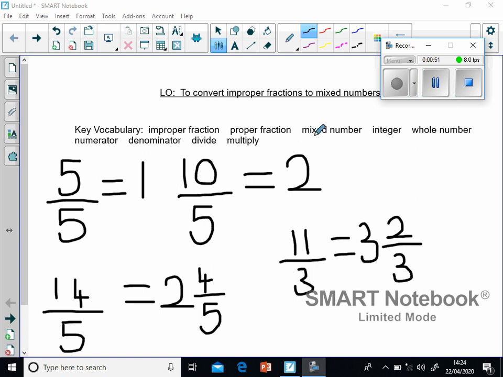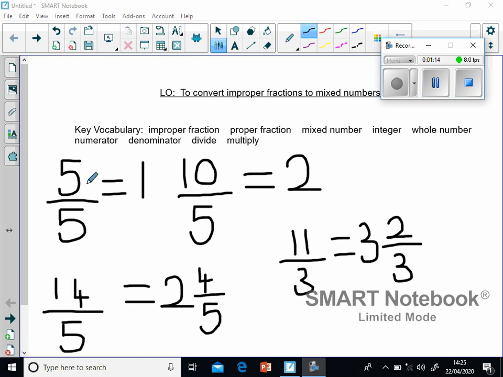Now a mixed number is where you have an integer or whole number and a proper fraction, where the top number is smaller than the bottom number. Now an integer is a number like 1 here, 2, 3, 2 here. They are a whole number or an integer.